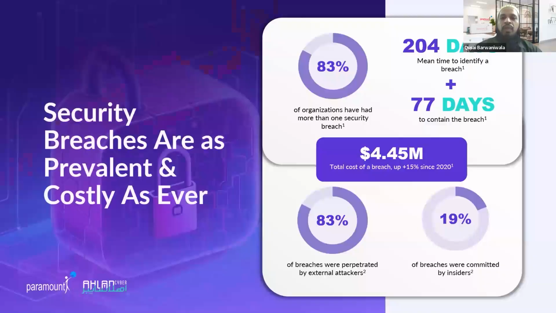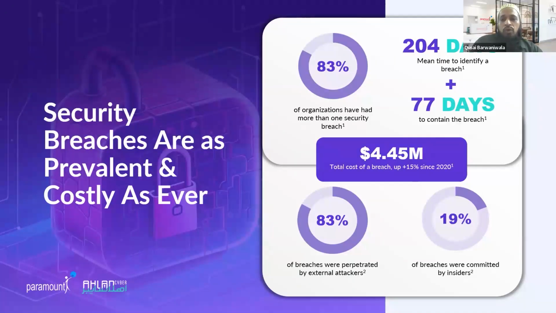So the threat landscape, yeah. Security breaches are as prevalent and costly as ever. If you look at the statistics, we are looking at statistics coming from the data breach report of IBM, 2023, and the investigation report from Verizon, again 2023. 83% of organizations have had more than one security breach, and identifying and containing a data breach is a complex and costly process. In 2023, it took organizations a mean time of around 204 days to identify that they had been breached, and an additional 77 days on top of that to contain the breach.